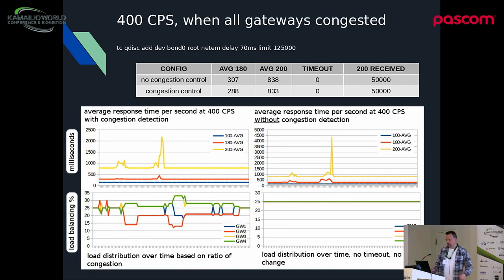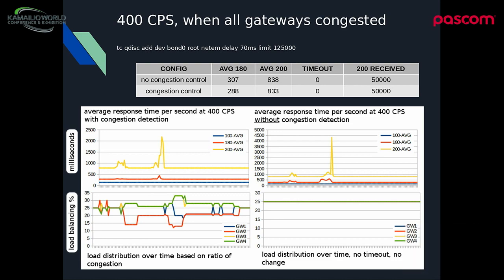And this is another test of what happens if all the gateways are congested at the same time, just to verify that everything is working as expected. Using NetM, I just add enough milliseconds to disable all of them at once by going above 50 milliseconds. And then I run the same test.